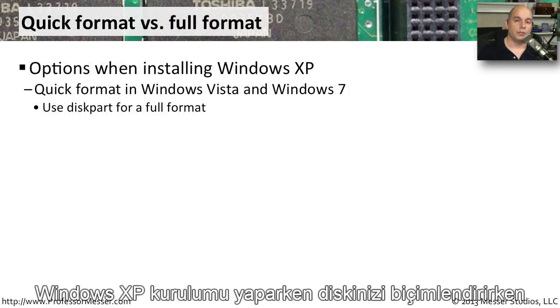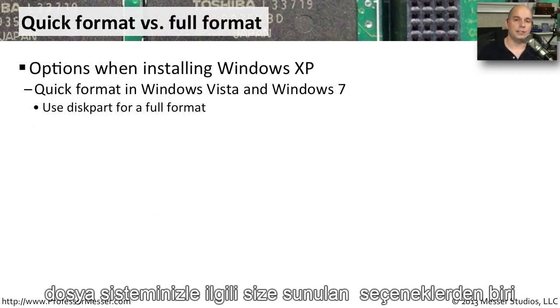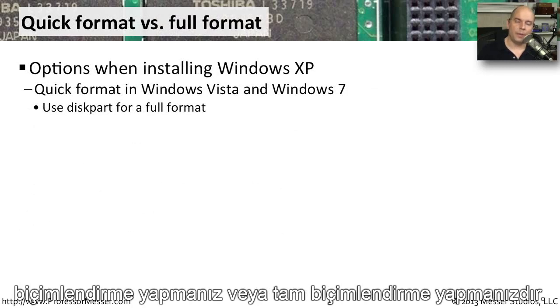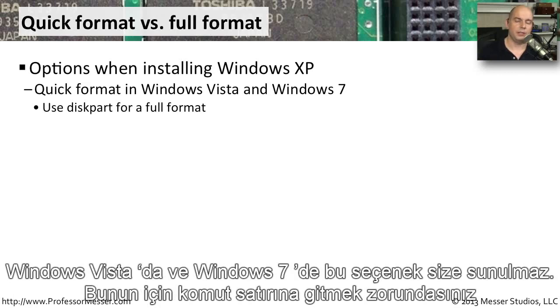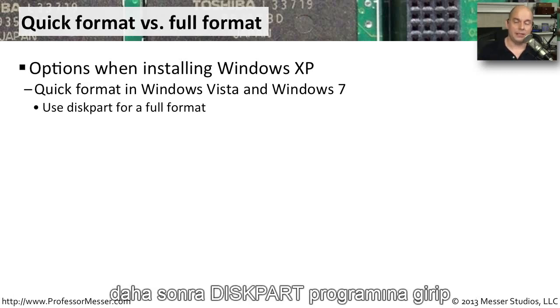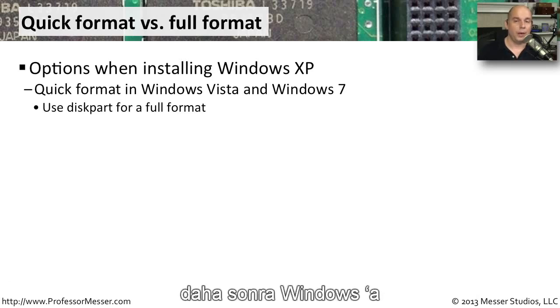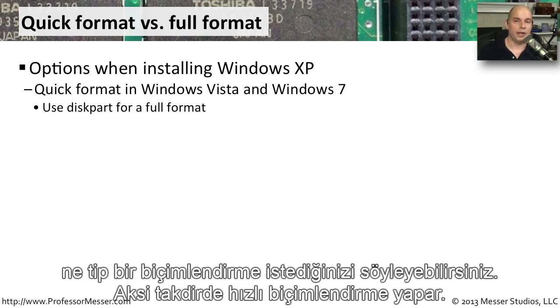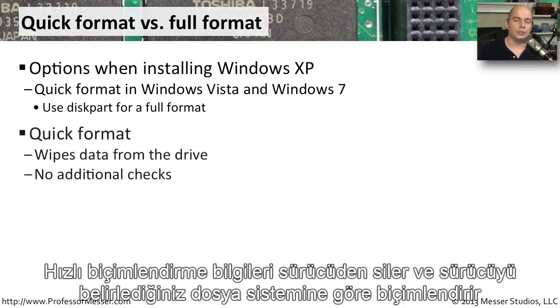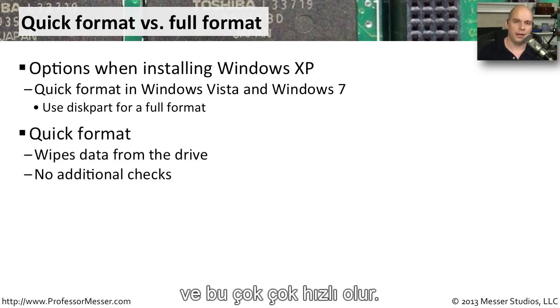When you're installing Windows XP, one of the options you get when you're formatting the disk with your file system is you can do a quick format or you can do a full format. In Windows Vista and Windows 7, you don't get this option. You actually have to go to the command line and go into the diskpart program and tell Windows what type of formatting you'd like to do. Otherwise, it simply does a quick format. The quick format is one that wipes data from the drive. It is formatted with the file system that you specified, and it happens very, very quickly.